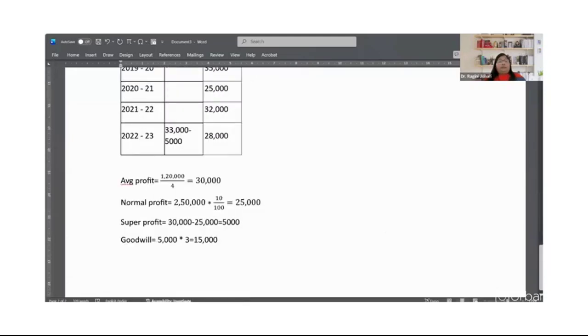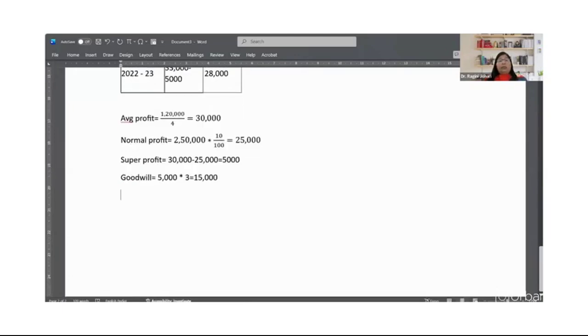Okay. Now let's talk about the third method quickly. The third method is the capitalization method. The capitalization method means the profit is capitalized. Here we use both types of profit, that is average profit as well as the super profit. So first of all, we start with capitalization of average profit.